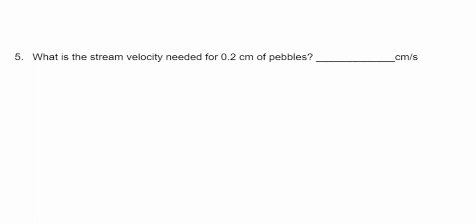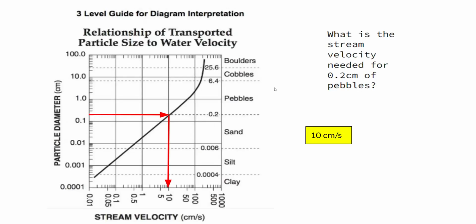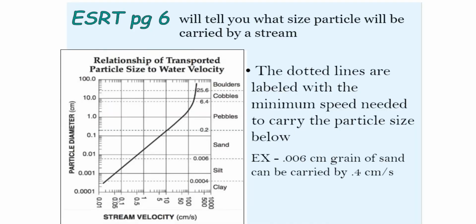So to do this question, first let's take a look at our entire chart, right? Our x-axis is showing the stream velocity in centimeters per second. It's showing how fast the river is going, okay? Our y-axis is showing the particle diameter in centimeters, or in other words, how big of a particle can that river or stream carry.